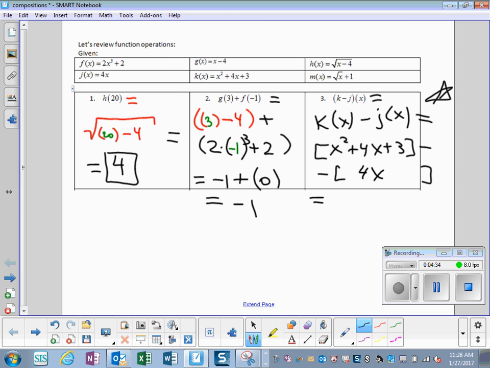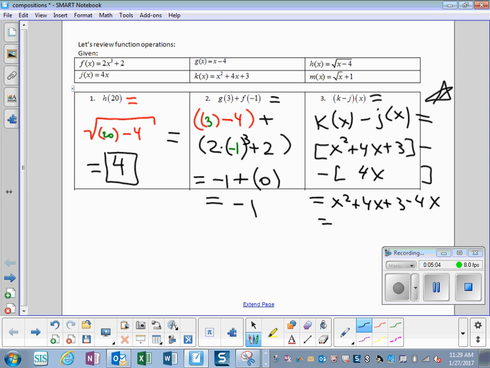See, I have brackets minus brackets. I have one set of brackets minus the other set of brackets, so I need to make sure that I distribute the minus 1 here properly. So it's x squared plus 4x plus 3 minus 4x. I could use parentheses. I just wanted a visual difference between them, because I had parentheses inside parentheses.